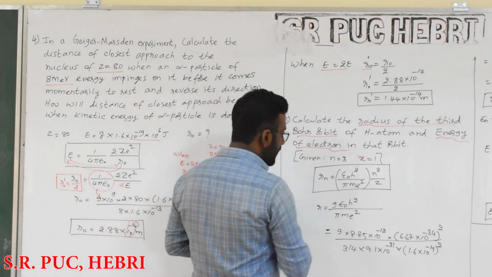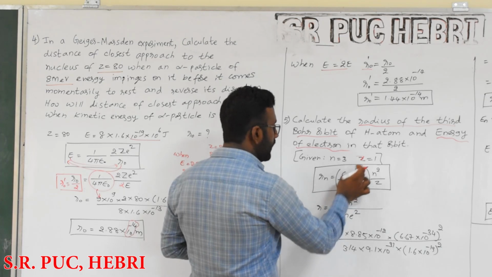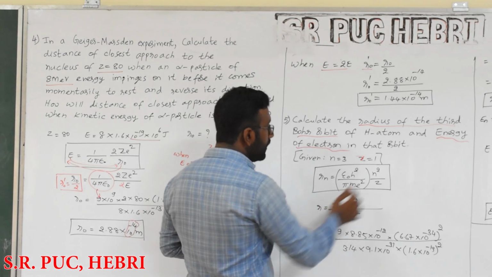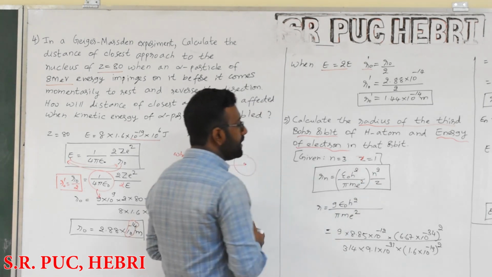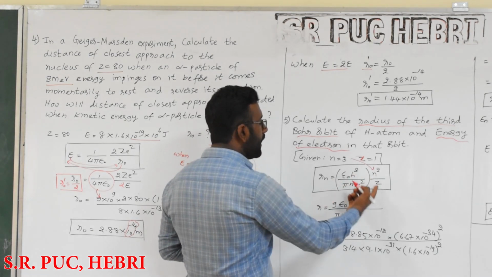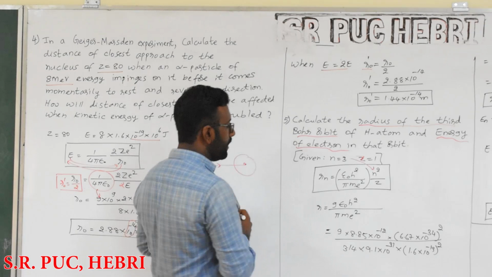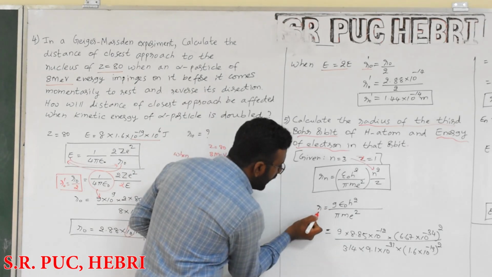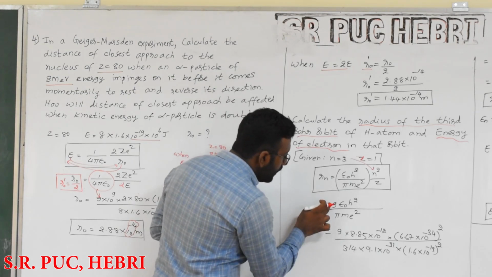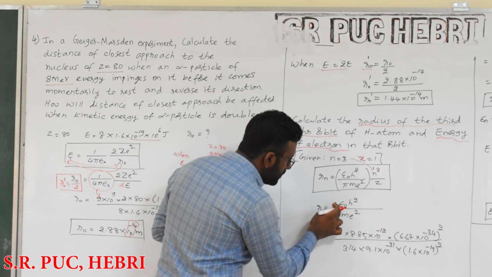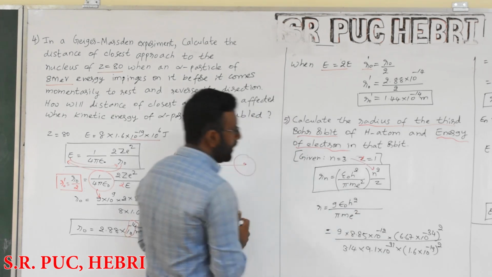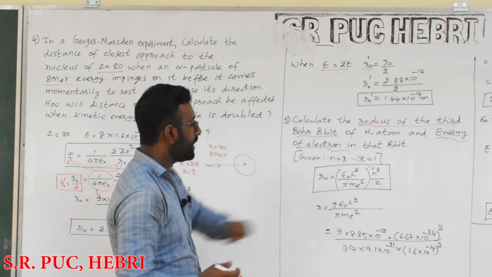So Rn is equal to epsilon naught h square divided by pi m e square, into n square divided by Z. So substitute it over here. What do you get? It will be 9 divided by 1, so that 9 comes over here. Now what are you getting? R, you can write R3 or just R, is equal to 9 epsilon naught h square divided by pi m e square. See, the simple equation became like this.